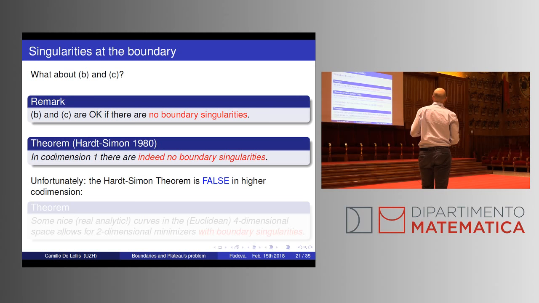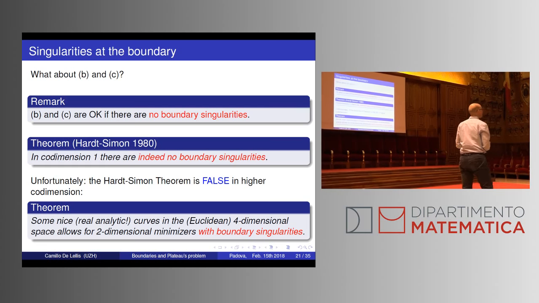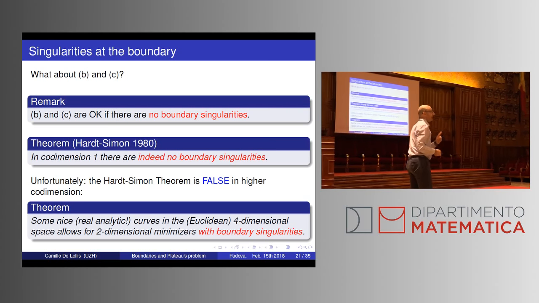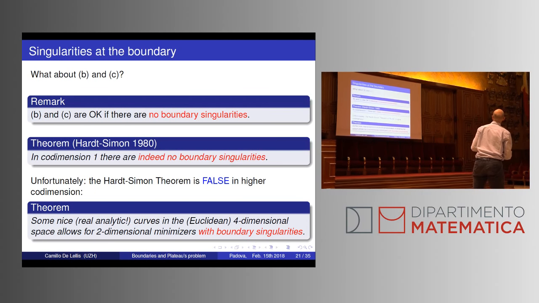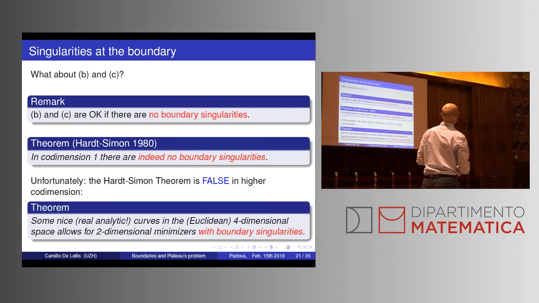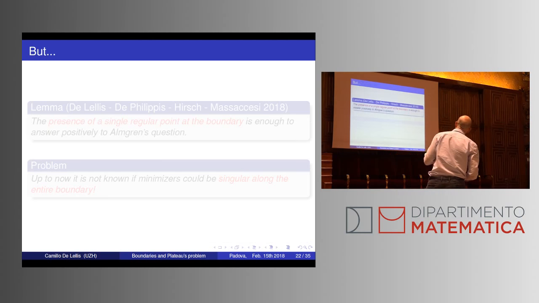So even, for the mathematicians, even real analytic curves in four-dimensional space can have boundary singularities. Even the best behaved curves can have boundary singularities for the oriented Plateau problem. And therefore, we cannot hope to prove the theorem of Hardt-Simon. Okay, now there's good news.